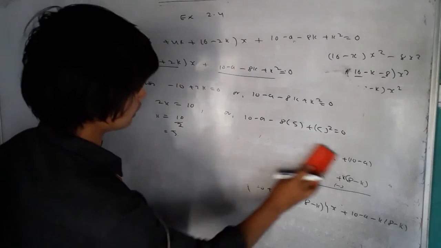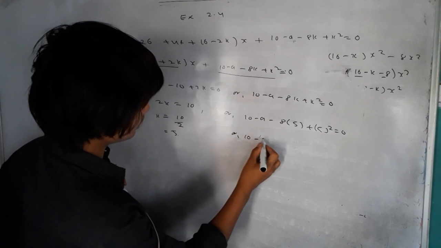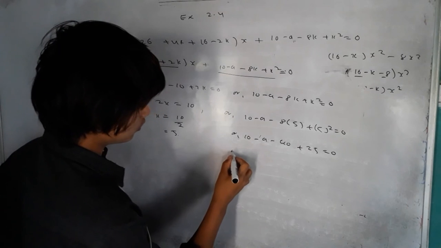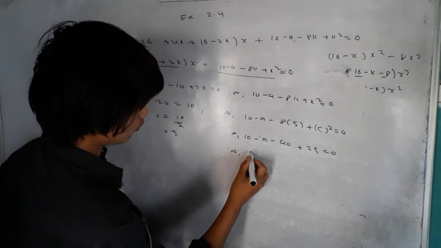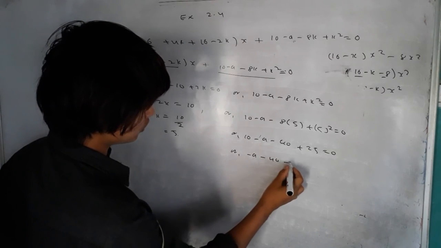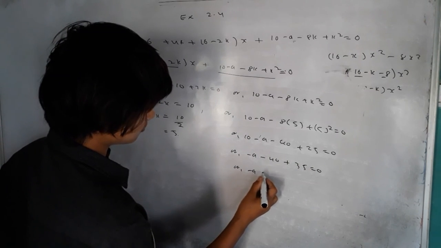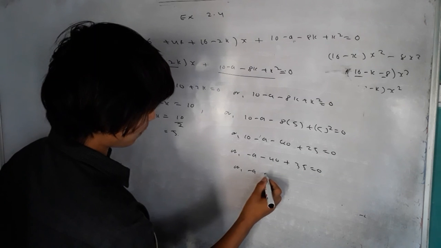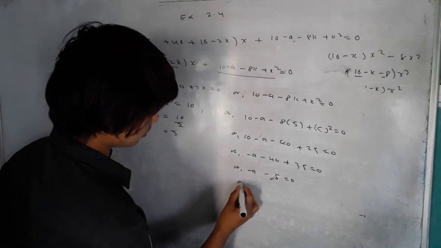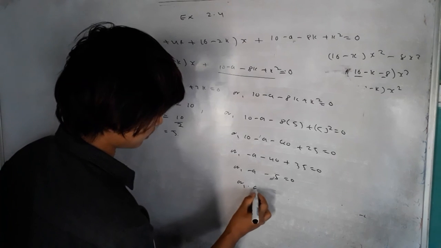I got the value of k, then I need to find the value of a. So 10 minus a minus 40 plus 25 equals 0. Minus a minus 40 plus 10 plus 25, that will be minus a minus 5 equals 0, or minus a equals 5, or a equals minus 5. A equals minus 5.